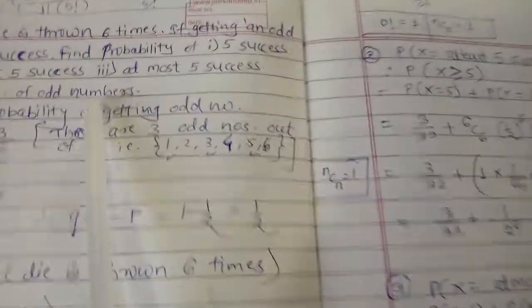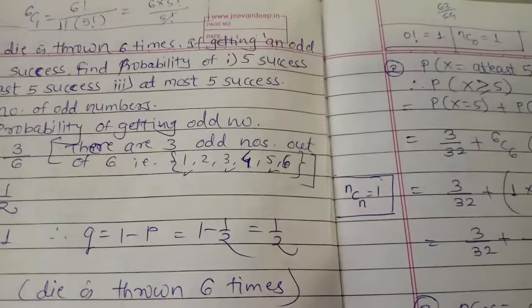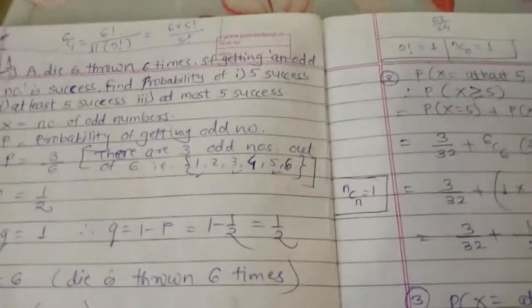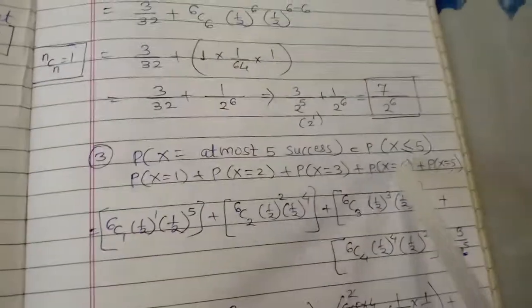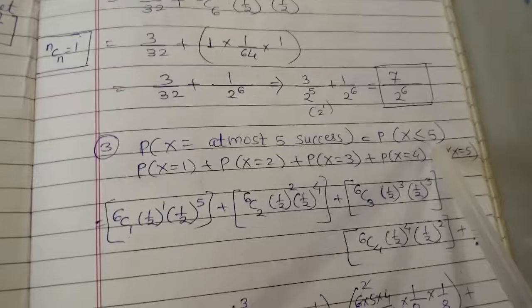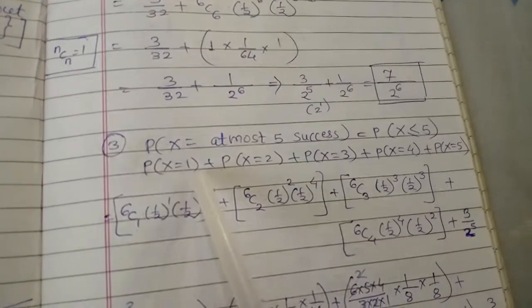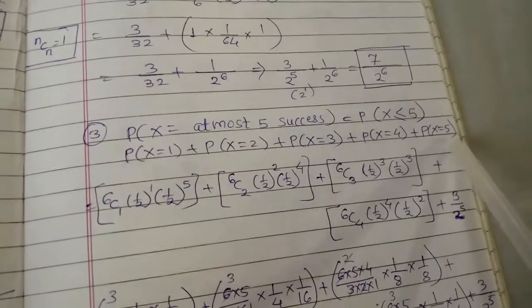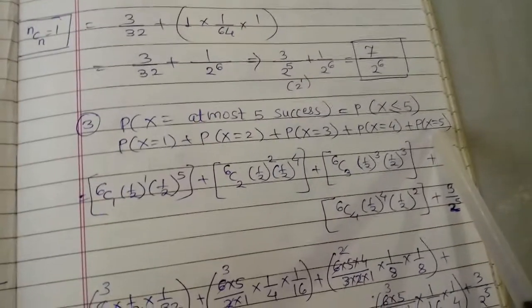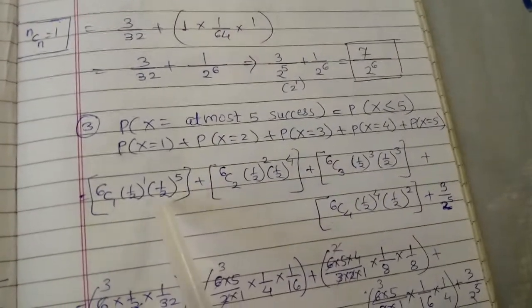Now from the same example, the third question is at most 5 success. ज़्यादा से ज़्यादा 5 सक्सेस चाहिए, 5 से ज़्यादा नहीं चाहिए, 5 से कम होगा तो भी चल सकता है. So at most 5 successes means x is less than equals to 5. So less than equals to 5 means we have to write down, that is probability of x is equals to 1, x is equals to 2, x is equals to 3, x is equals to 4 and x is equals to 5. So for each of these we have to use the formula and calculate it.